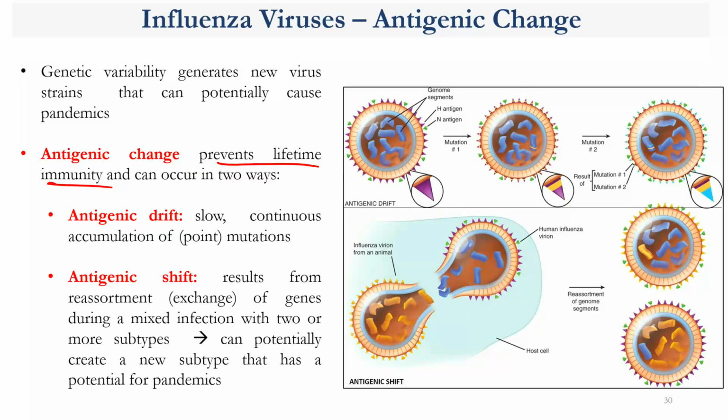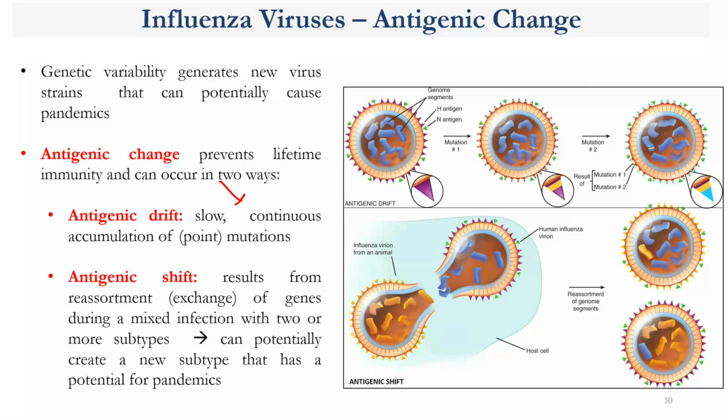So how does that happen? Well, one is slow accumulation of mutations. So slow but continuous accumulation of point mutations. What are point mutations?